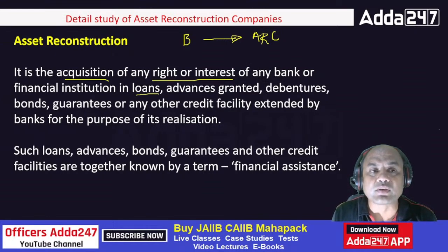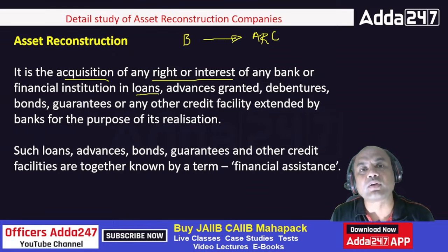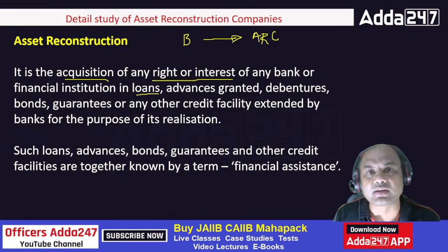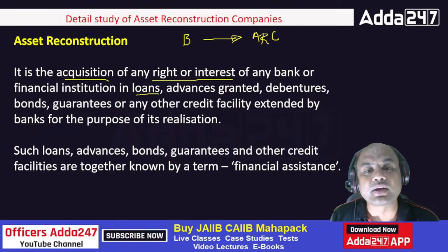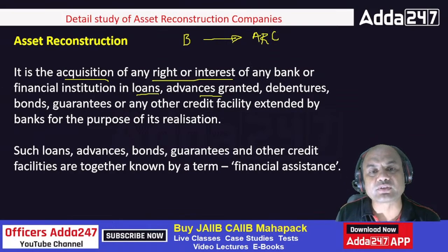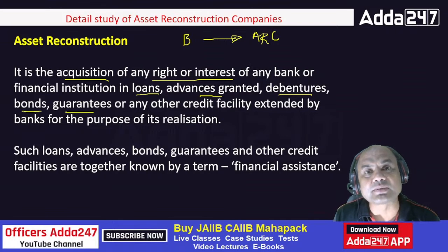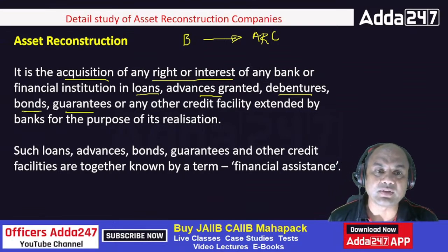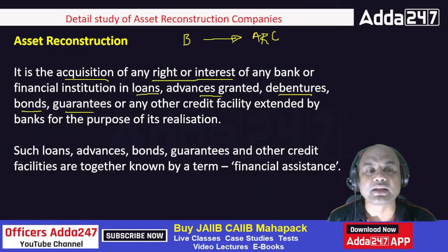So acquisition of the right or interest of any bank or financial institution on loans. Look at this. Now ARC is not limited to these loans, it also expands beyond these loans to advances granted. So that is again part of loan. But here, look at this, debentures. It makes its entry into debentures also, bonds, guarantees, meaning anything which has become NPA. It can be a loan or it can be a debenture, or any other credit facility extended by the banks for the purpose of its realization.